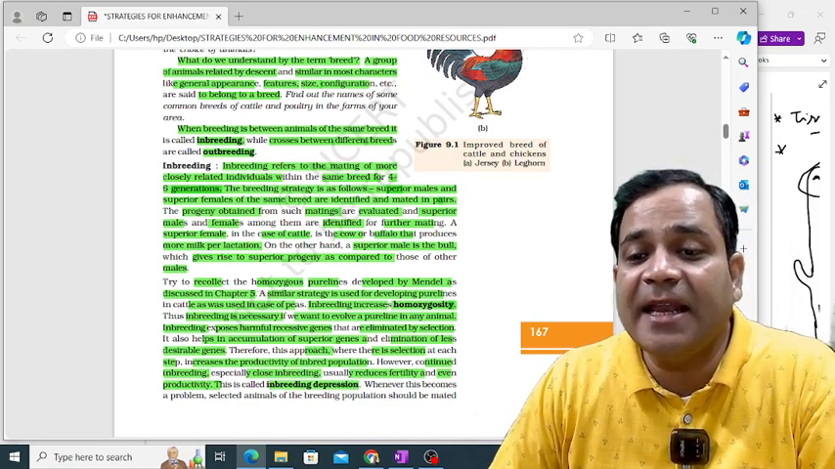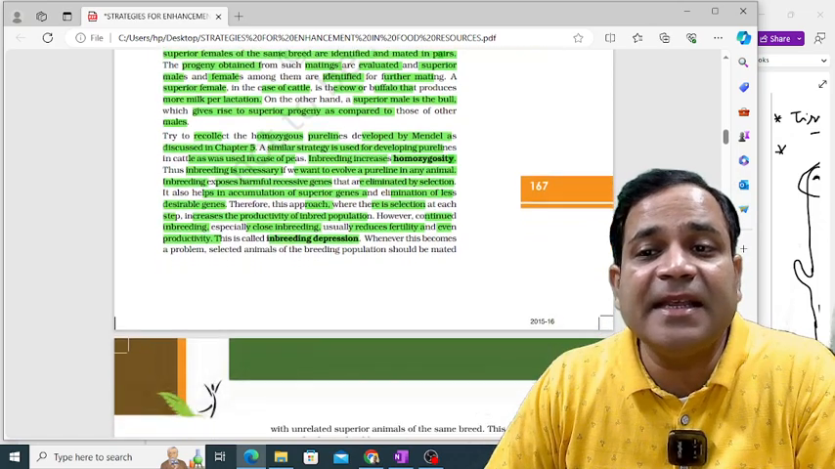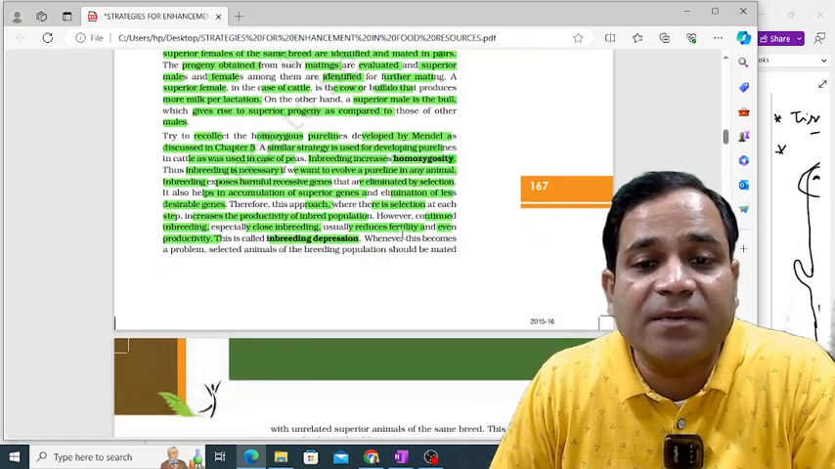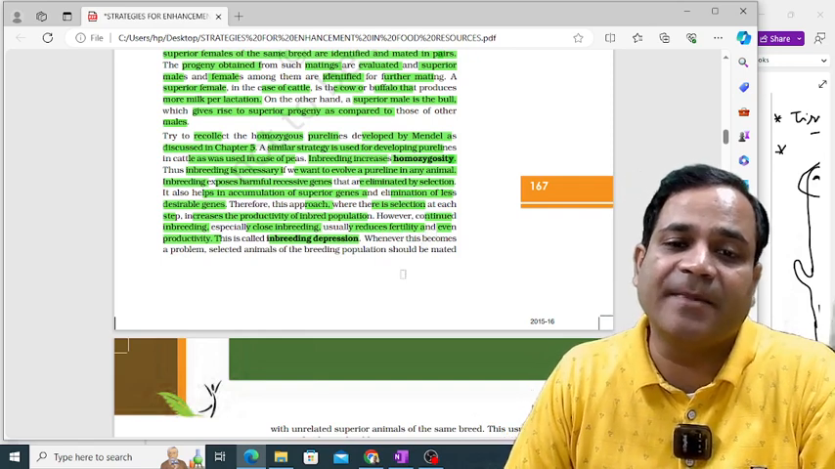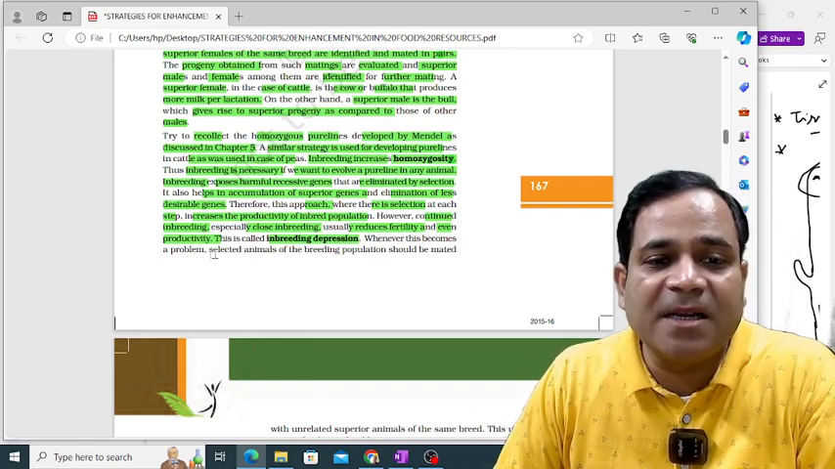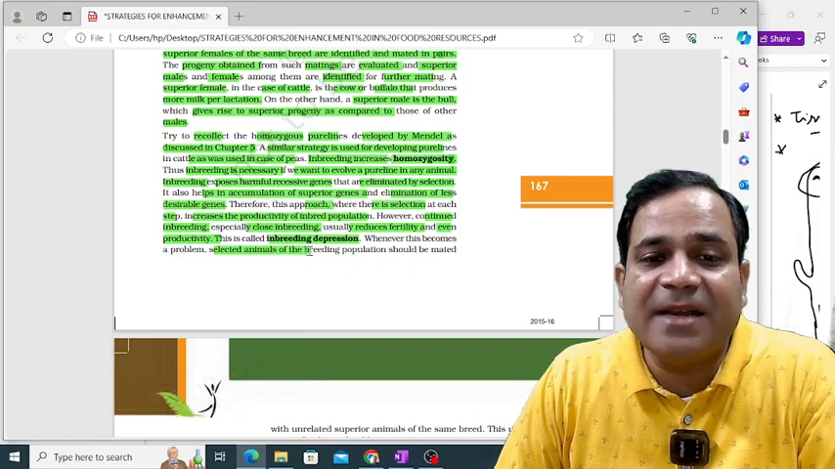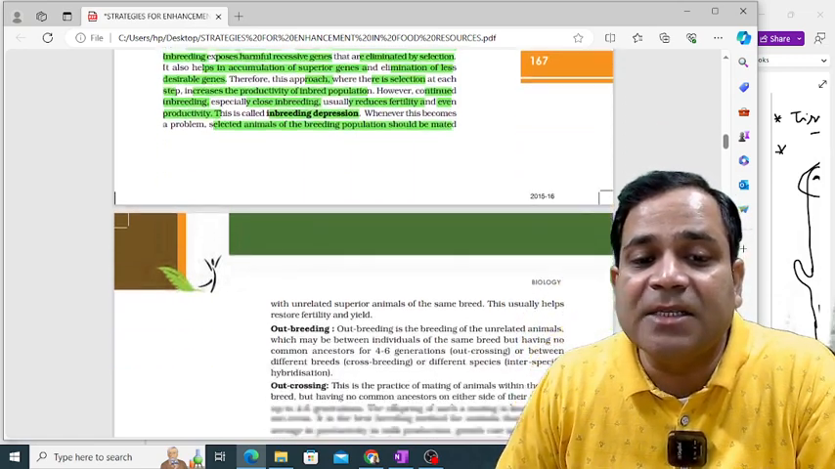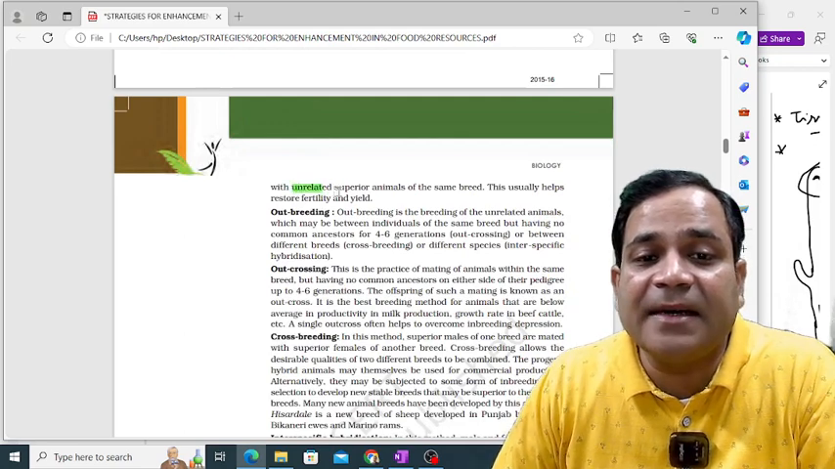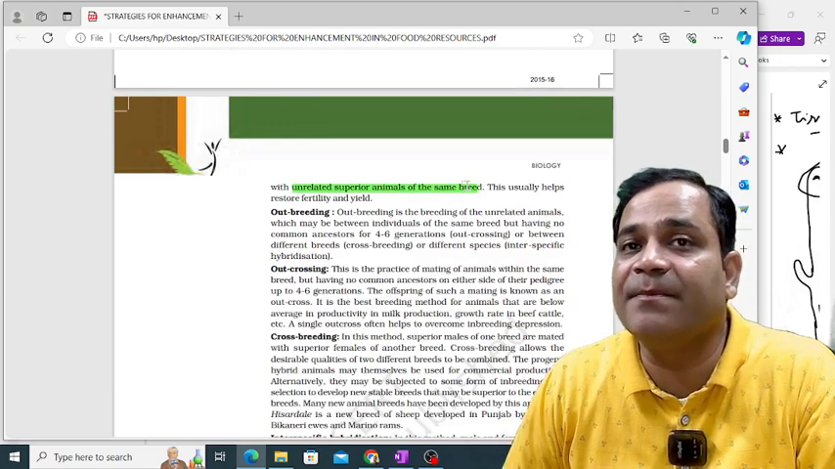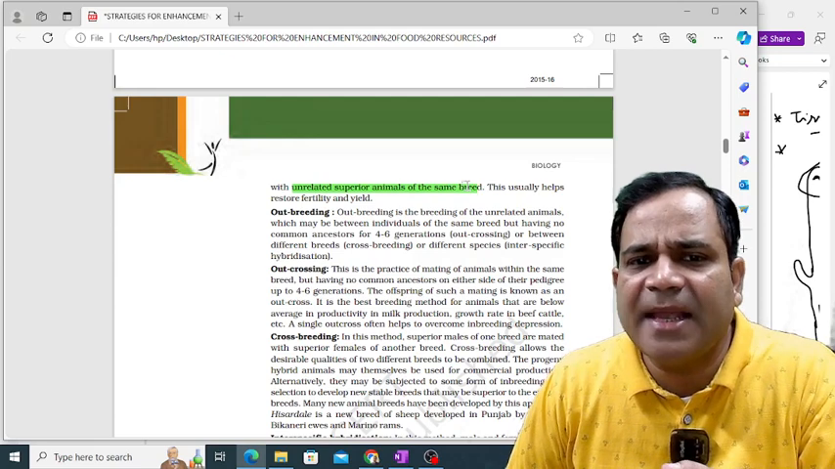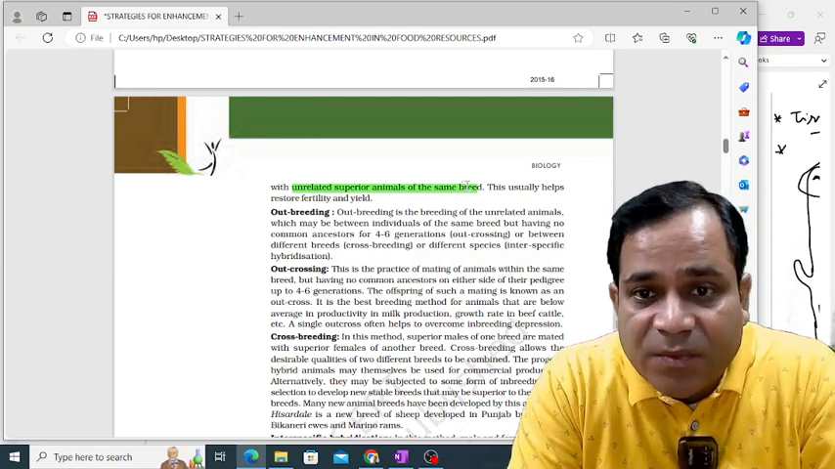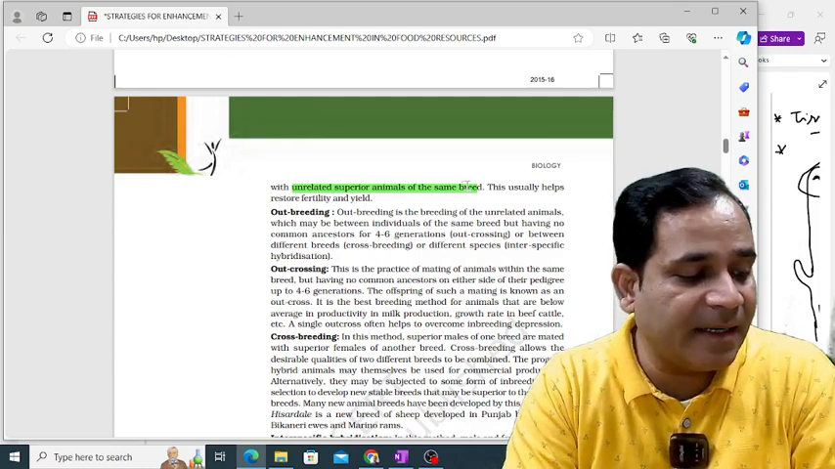What do we say? Inbreeding depression. So when we say inbreeding depression, it means reduced fertility and even productivity, my dear. Now, whenever this becomes a problem, the selected animals of the breeding population should be mated with unrelated superior animals of the same breed. Getting? This usually helps to restore fertility. So this process restores fertility, my dear. Right?